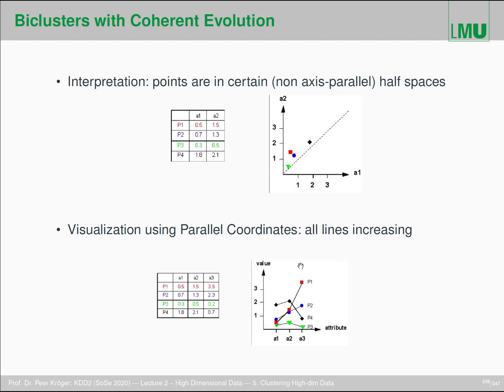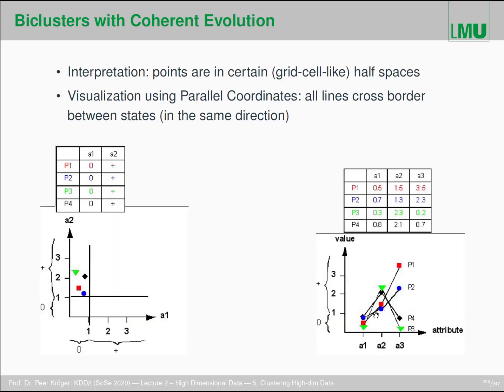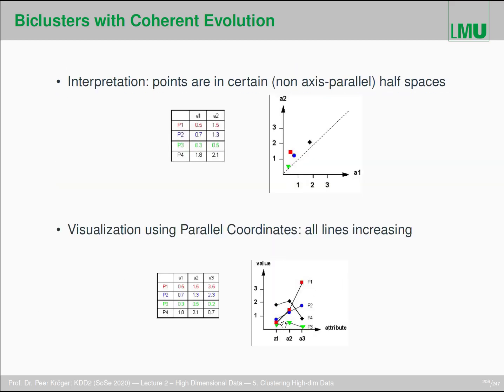And in the parallel coordinates you see again that the lines are all increasing, and need not be like this one here, cross somewhere. So they are all crossing. All lines cross the border between states in the same direction. And now here the border crossing is not valid anymore. So they can be anywhere, but all lines are increasing or decreasing depending on the pattern, of course.